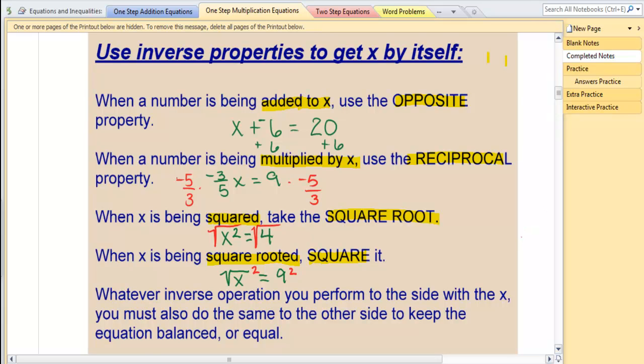And of course, whatever you do to the left side, in order to get the x by itself, you must also do the same to the other side to keep the equation balanced or equals. And this is the big picture of understanding how to solve equations. You're always using those inverse properties to get x by itself.